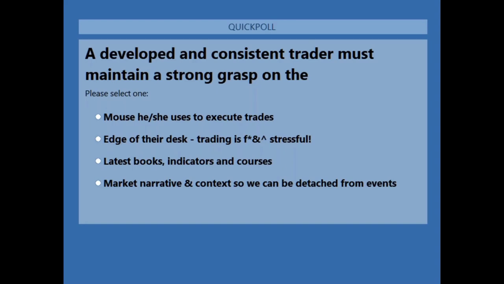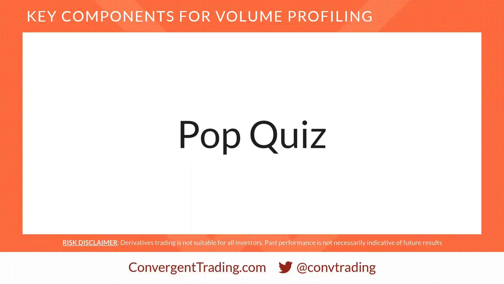A developed and consistent trader must maintain a strong grasp on the mouse he or she uses to execute trades, the edge of their desk right after putting a trade on because of the stress of trading, the latest books, indicators, and courses, and a developed and consistent trader must maintain a strong grasp on the market narrative and context so that trades being put on can be allowed to work and won't be overmanaged, okay? Be detached from the events. So, that's the last question. Closed, share.